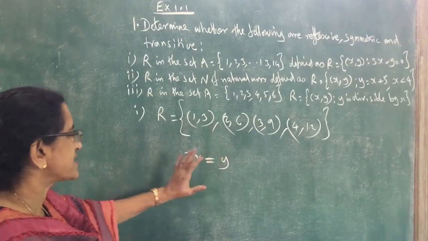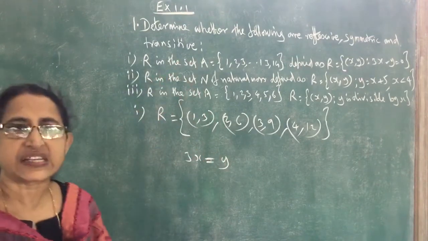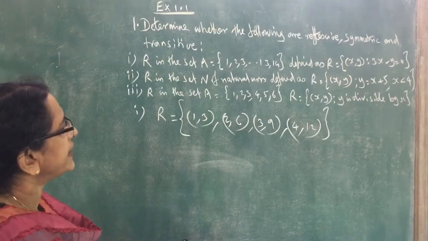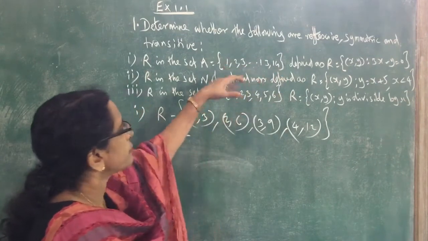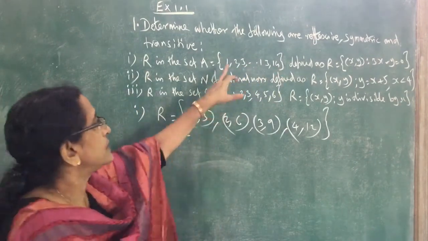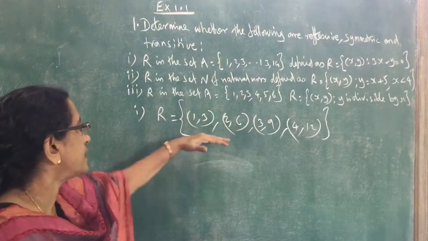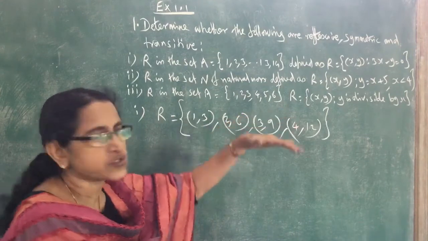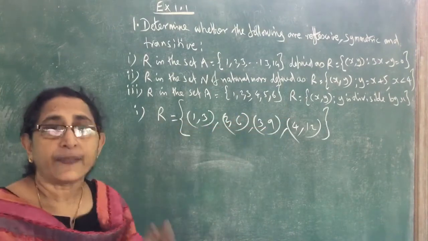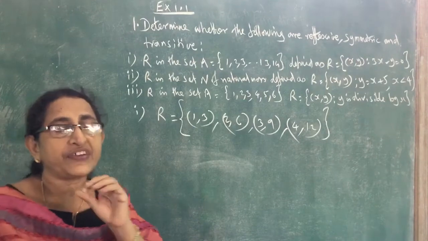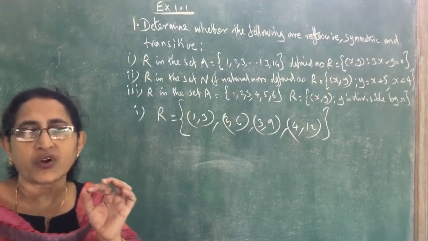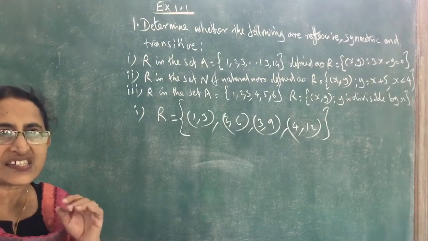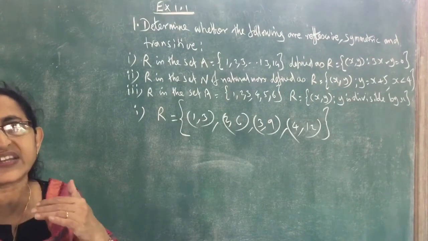Now this is the relation, and we have to check whether it is reflexive, symmetric and transitive. Reflexive means, for every element in A, there are 14 elements, so since 1 belongs to A, (1, 1) should be there in this relation. Since 2 is there, (2, 2) should be there, and 3, 4 also. Then only we can call it reflexive. If it is not reflexive, only one example is enough to show that it is not reflexive.